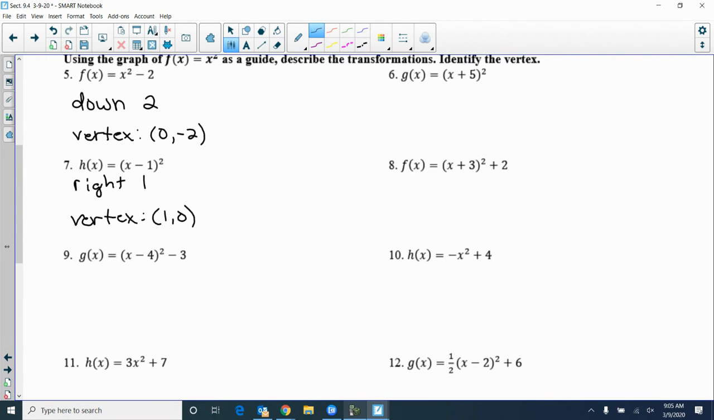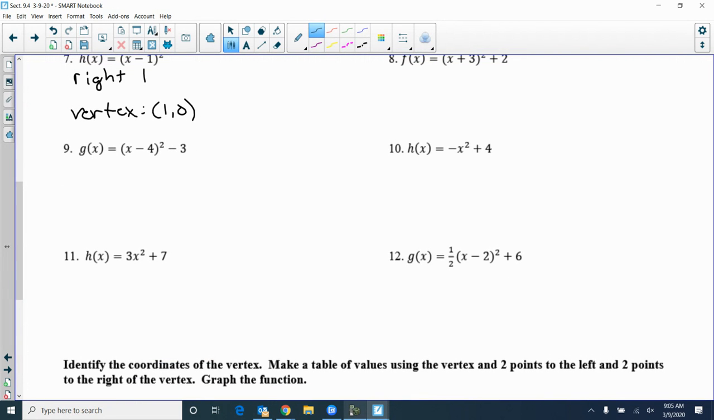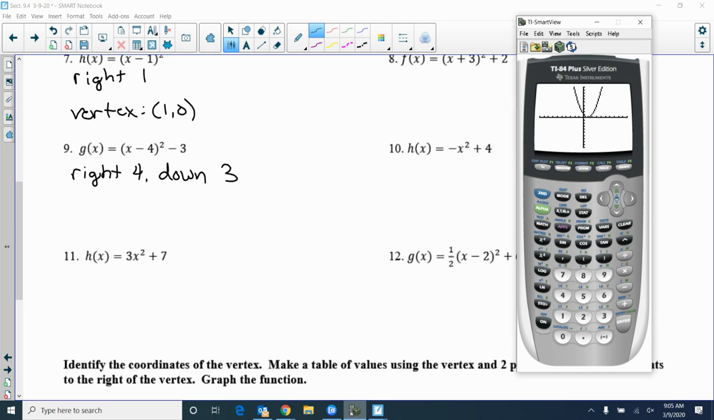One, 0. All right, if you got parentheses, x minus 4 squared, the x minus 4 squared moves it left or right. Then you got minus 3, which moves it up or down. Okay, Sophia, what do you think? Right 4 and down 3. Good. So minus 4, it always goes opposite here. So it's right 4, down 3. So if I graph that, x minus 4 squared minus 3.